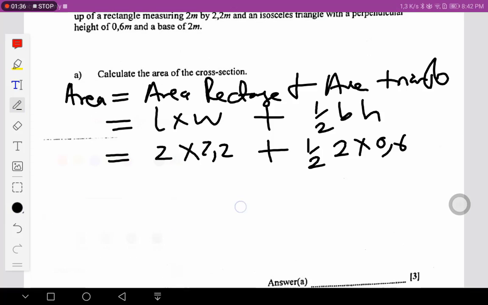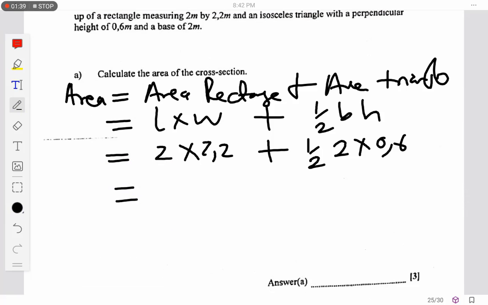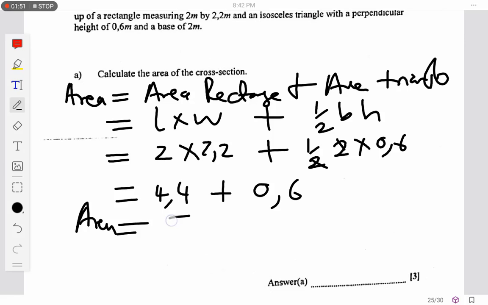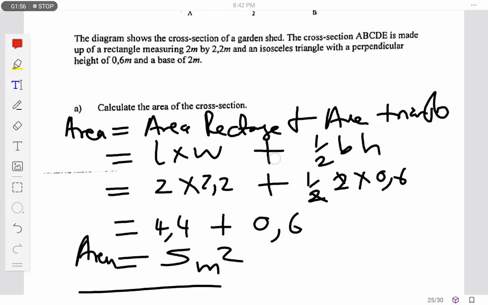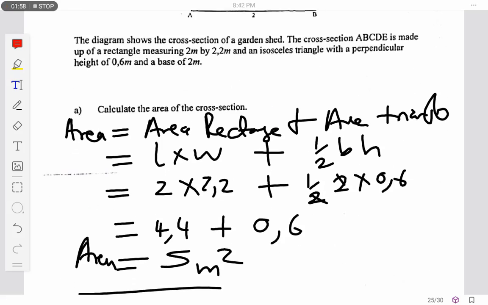So here I'll get 2 times 2.2, I get 4.4 here, plus half times 2 times 0.6, so I'm going to get plus 0.6. So the total area is going to be 4.4 plus 0.6, which is 5 meters squared. So that's the area there. Let's go to the next question.